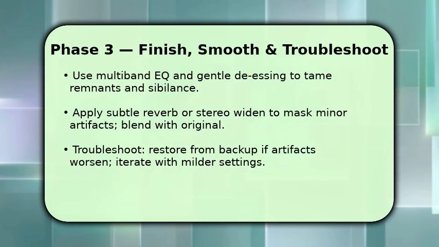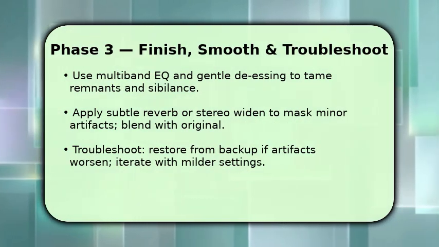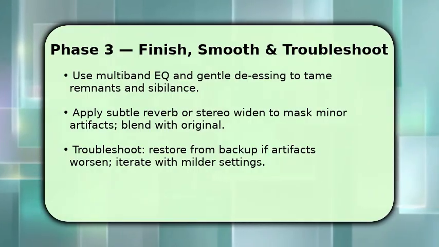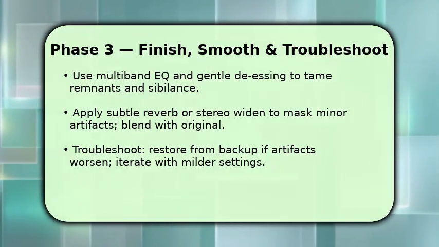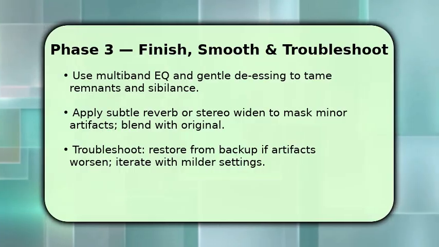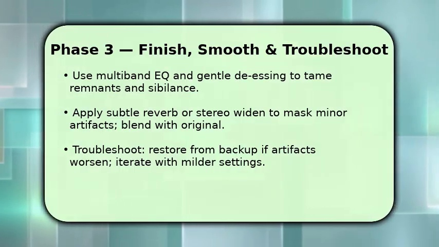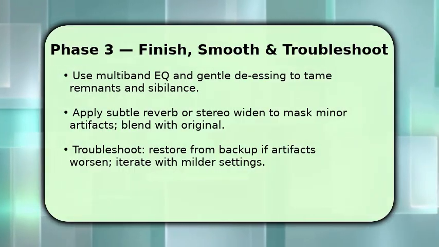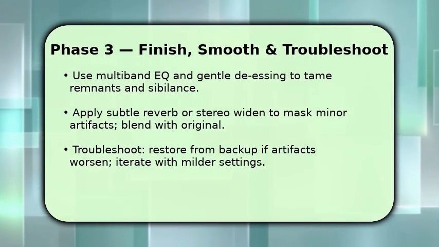You finish by cleaning artifacts. Use multiband EQ to notch remaining vocal bands and a gentle de-esser to remove sibilants left behind. Once satisfied, add subtle reverb or stereo widening to mask small defects and help the instrumental sit naturally.